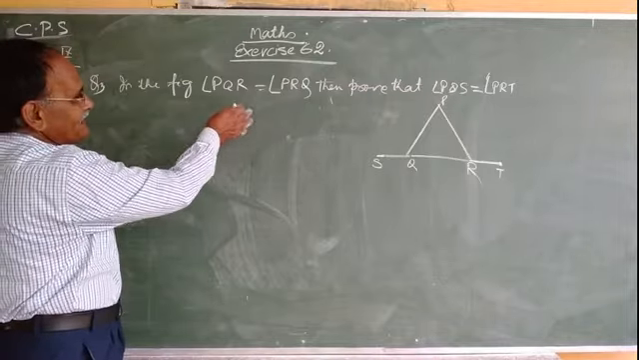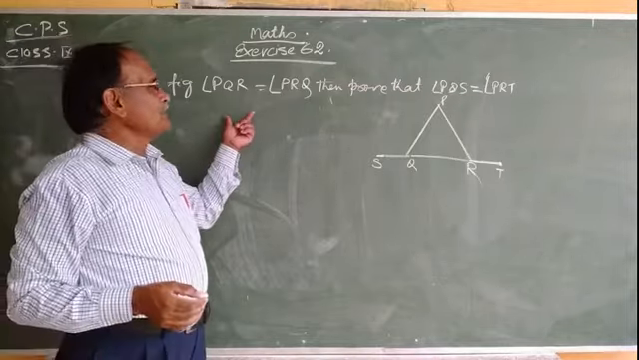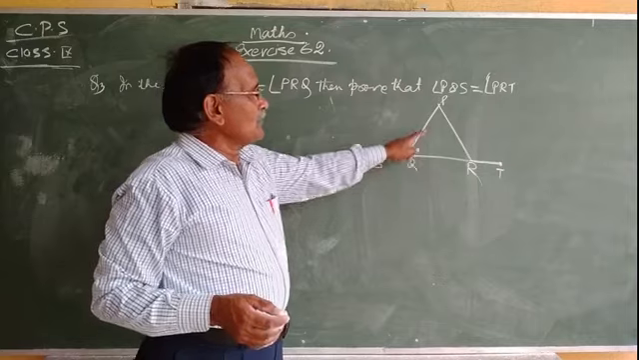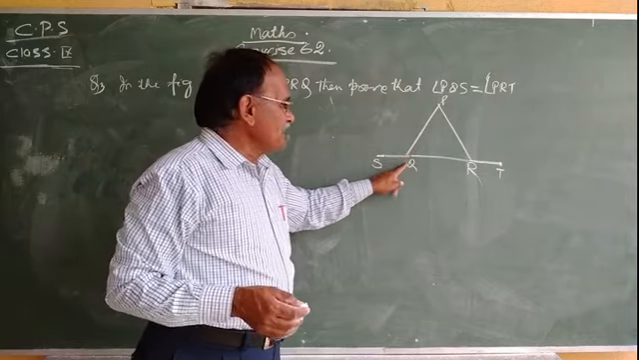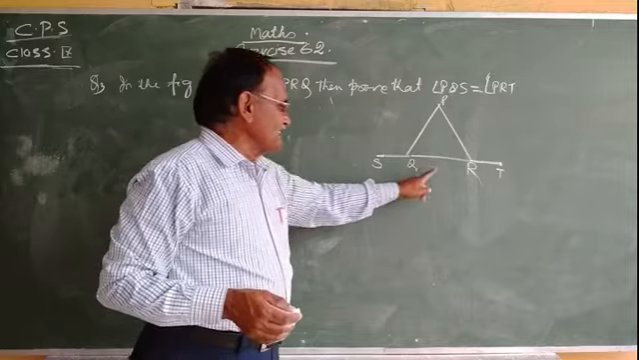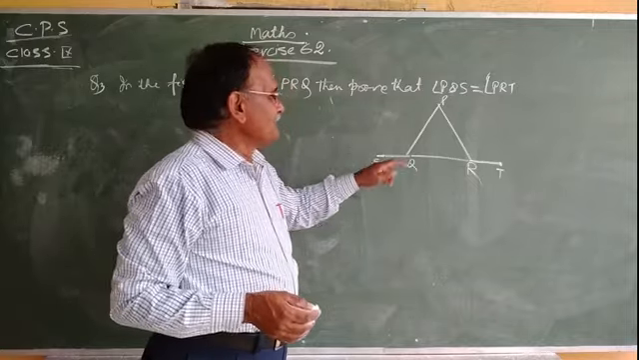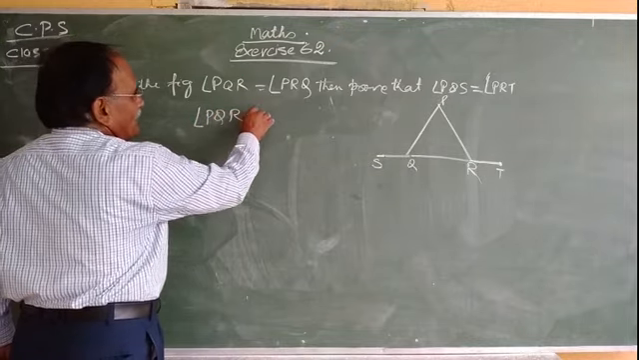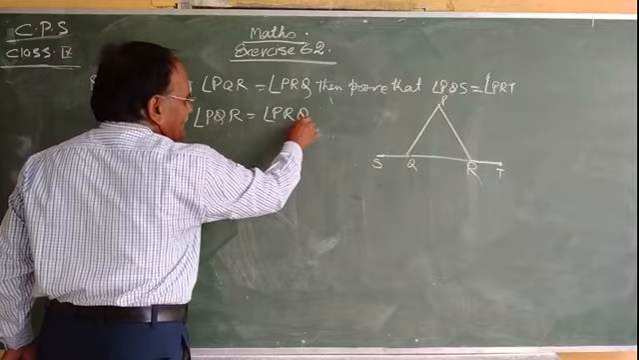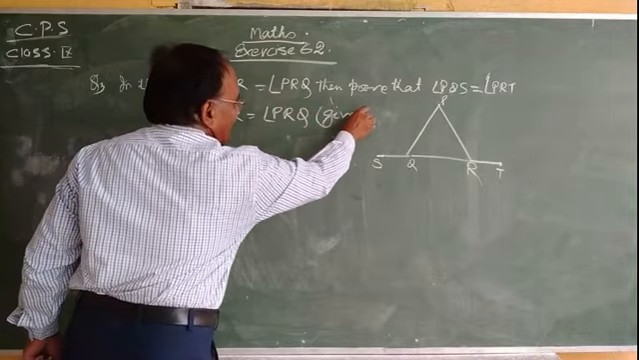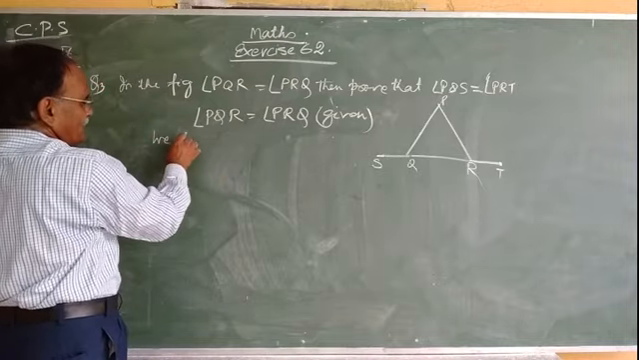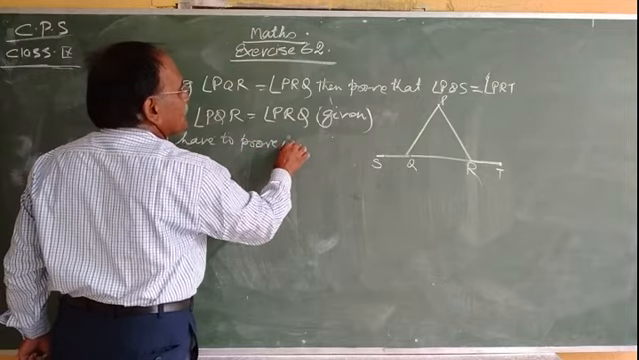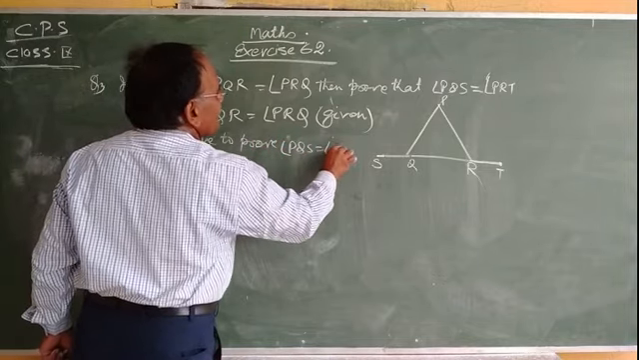This is question number 3, and in this question, PQR and PRQ. Just look, see on the blackboard, PQR. This base QR is extended in both directions at S and at T. Also it is given angle PQR is equal to angle PRQ. It is already given, and we have to prove angle PQS is equal to angle PRT.